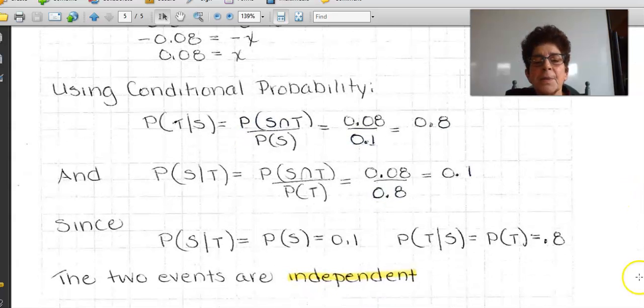Because we got the same probability when we did the conditional probabilities, the probability of a traffic jam given that it snowed is the same as the probability of a traffic jam if it doesn't snow. And likewise, the probability of snow given that there's a traffic jam is the same as the probability of snow by itself. This tells us that the two events are independent. And that's conditional probability.